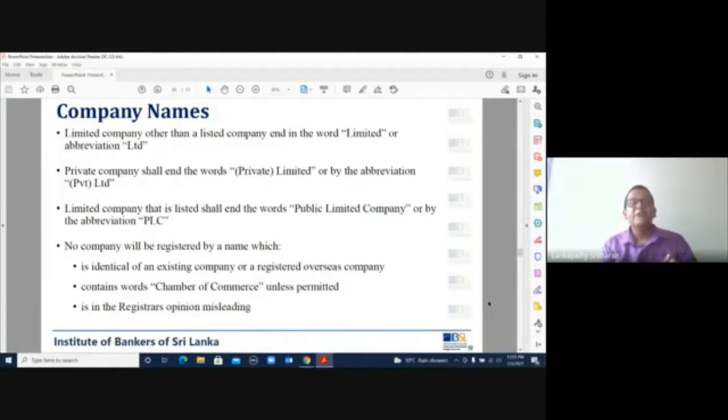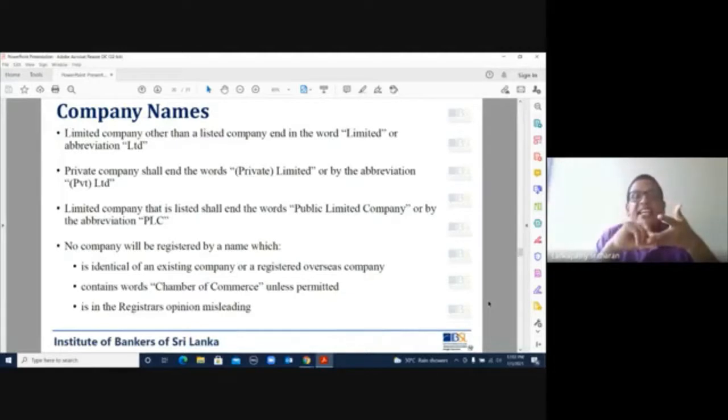The first one is, if it is a limited company other than a listed company, the word Limited or LTD should be at the end of its name. For example, if it is ABC Trading, then it should be ABC Trading Limited. And if ABC Trading is a private company, then they have to put the word PVT or Private within brackets. So it is ABC Trading Private Limited. They have to put PVT Limited in their name.